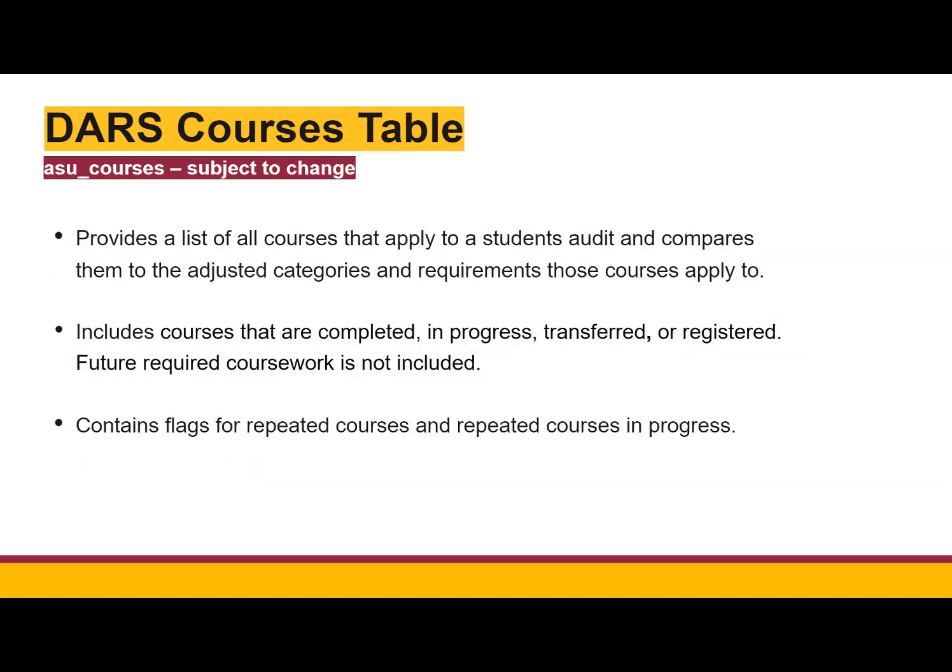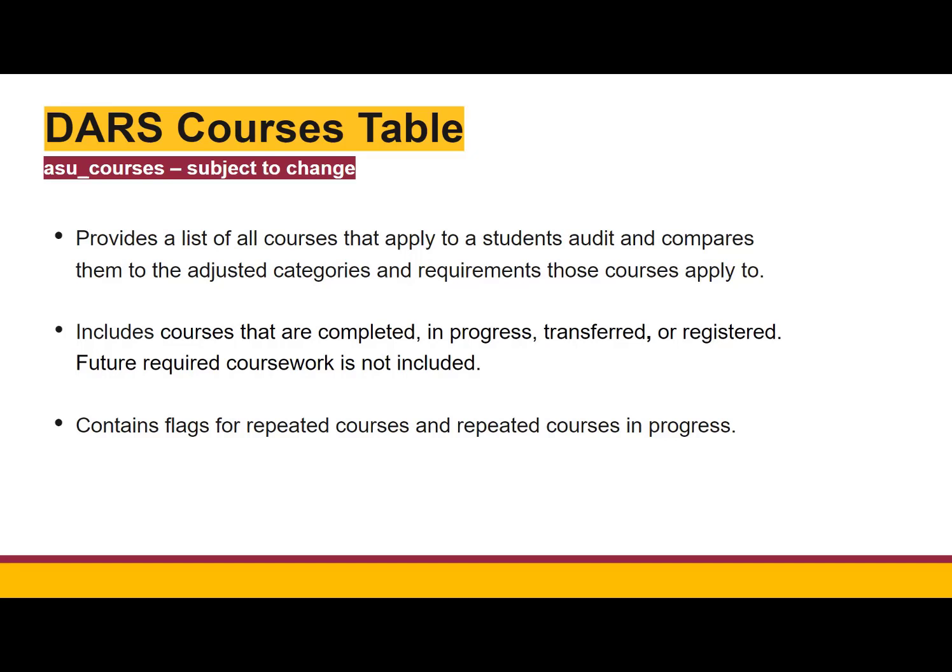That's about it. The courses table provides a list of all courses that apply to a student's audit, and it compares them to the adjusted categories and the requirements and how they apply to those. So it includes courses that are completed, in progress, transferred, or registered. And I mentioned registered because of what I mentioned earlier, in that you could have the in progress, but you can also have registered future term. It does not include any future coursework that's not registered.